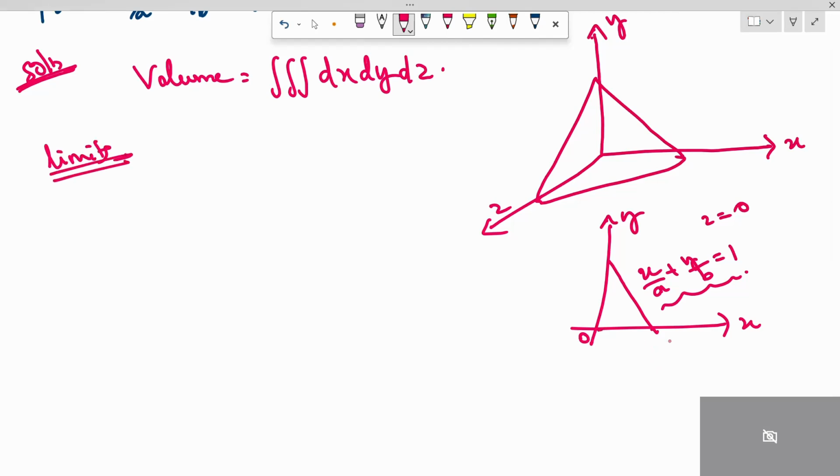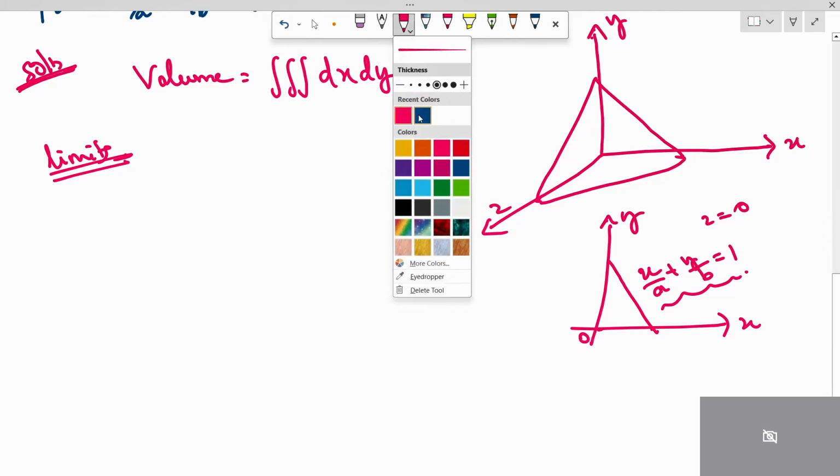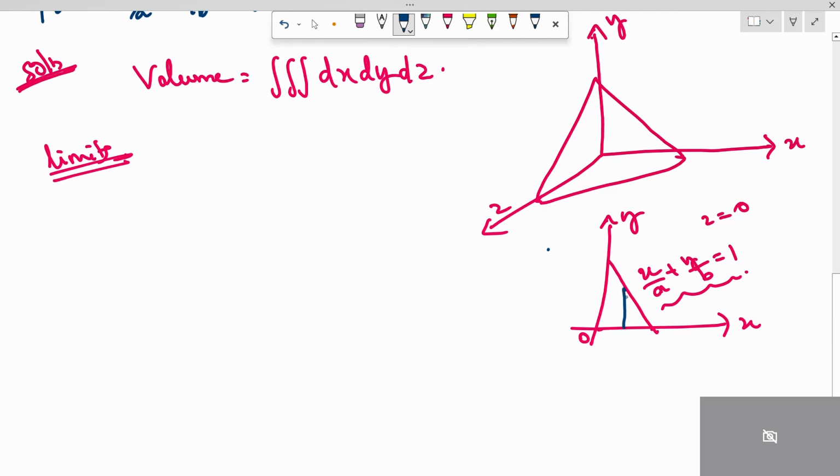In 2D already you know very well how to find the limits. Using the strip we can easily find the limits. Draw the strip perpendicular to x axis, which means x limits are constants. Before that we have to find the intersect points here: a comma 0 and 0 comma b. Strip one end a, other end b.